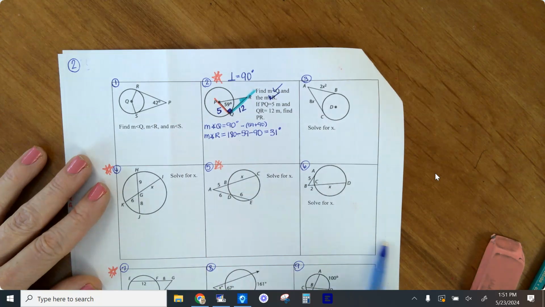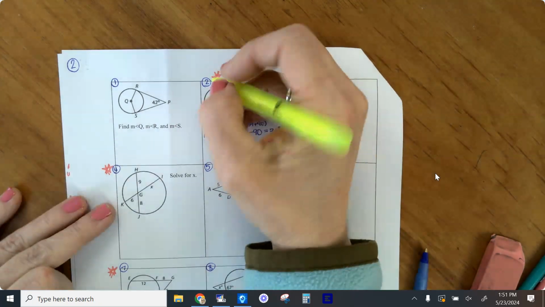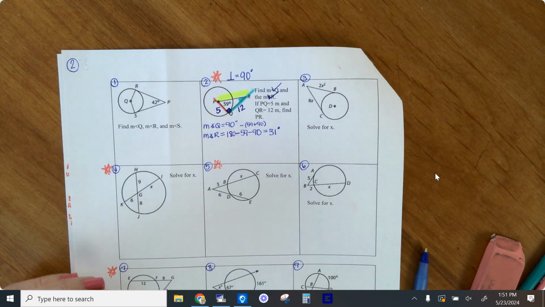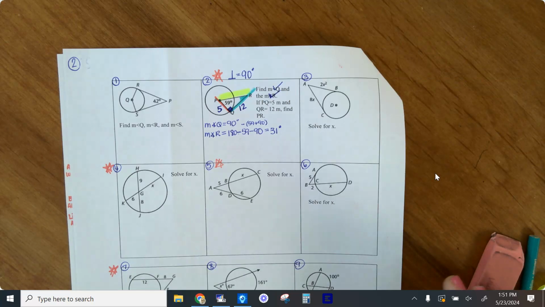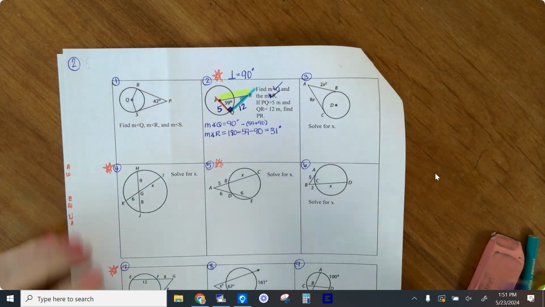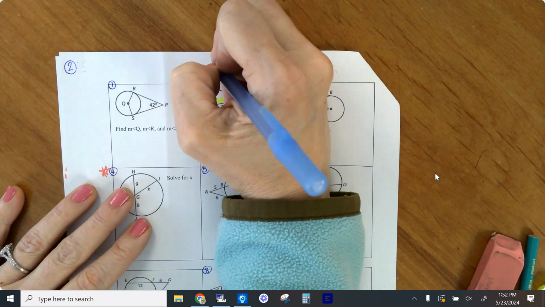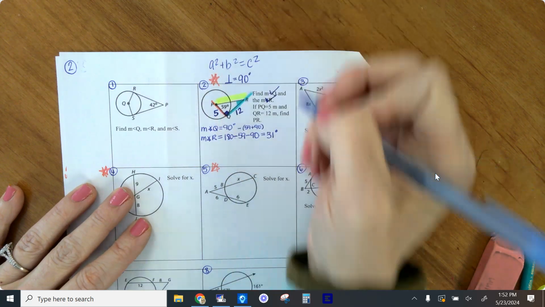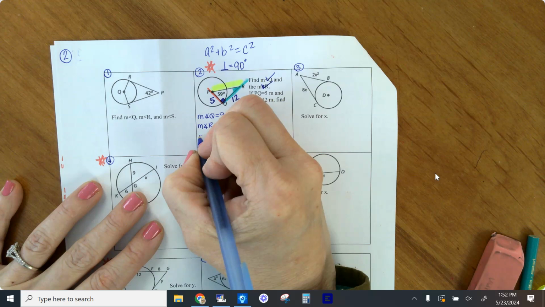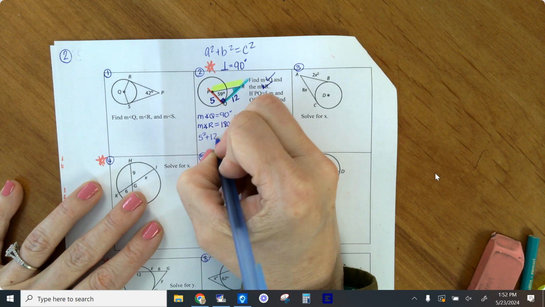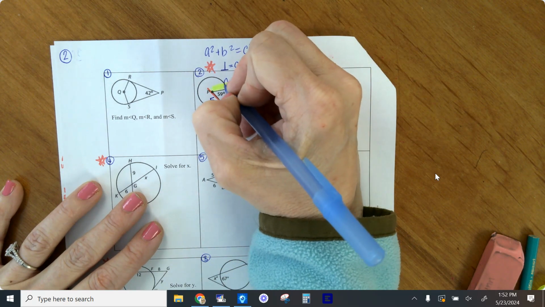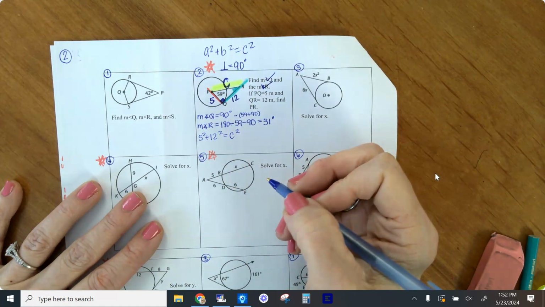We need to find the third side of a right triangle. So what do you use to do that? How do you find the third side of a right triangle? Pythagorean theorem. Yep. So you're going to have a squared plus b squared equals c squared. All right, so 5 squared plus 12 squared equals c squared, because this is your c. It's across from your right angle.